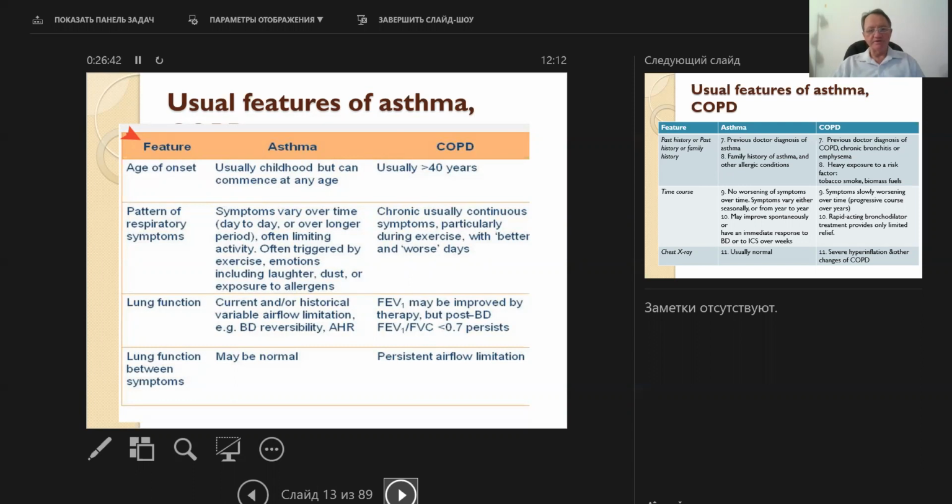Pattern of respiratory symptoms in case of asthma: symptoms vary over time, day to day, over a longer period, often limiting activity, triggered by exercise, emotion, including laughter, dust, exposure to allergens. And in case of COPD, symptoms are persistent. The main symptoms are cough and dyspnea, persistent each day, but I never say all day long, but present each day. But there may be better days, good days, worse days. Patient has some influence of several factors, but symptoms are present each day.